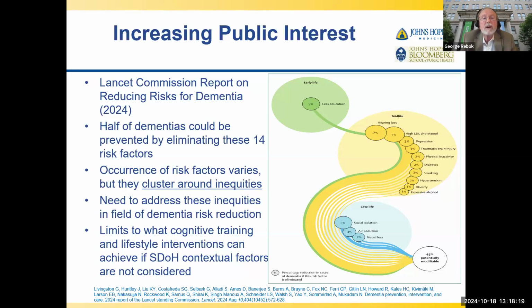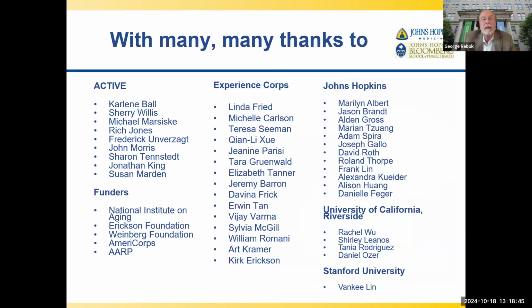And I would argue that there are limits to what cognitive training and other lifestyle interventions can achieve if social determinants of health contextual factors are not considered. And so I think what this really argues for is a public health agenda to embed these cognitive training interventions within a broader social context of structural change at more of a population level. So with that, I'll close and thank my many colleagues in the ACTIVE trial and colleagues across the country on other studies, and my funders, particularly the National Institute on Aging, that has made this work possible. Thank you very much.